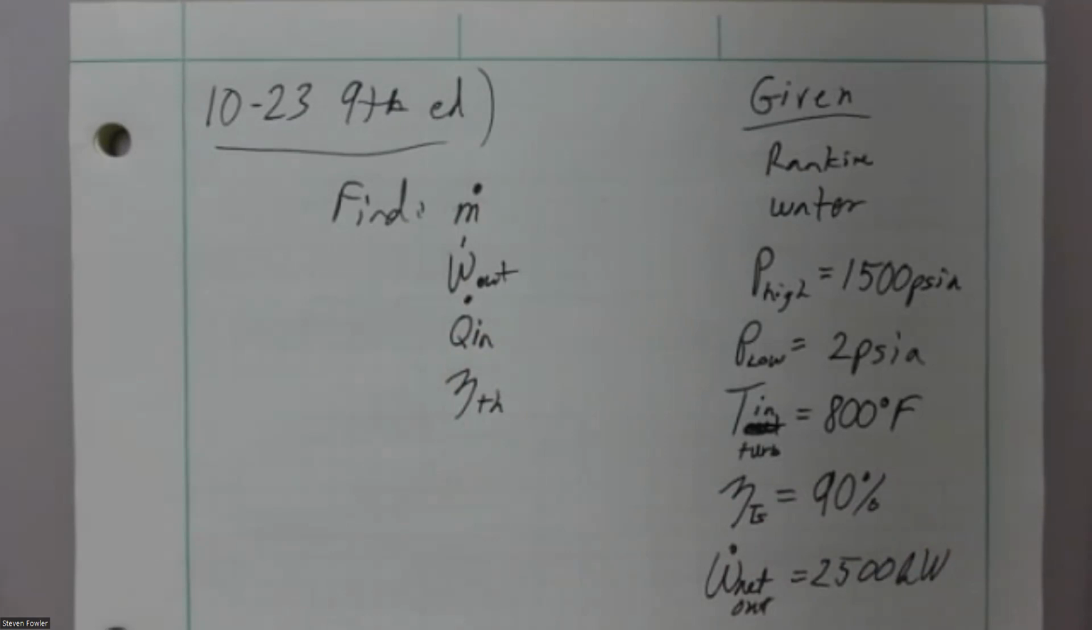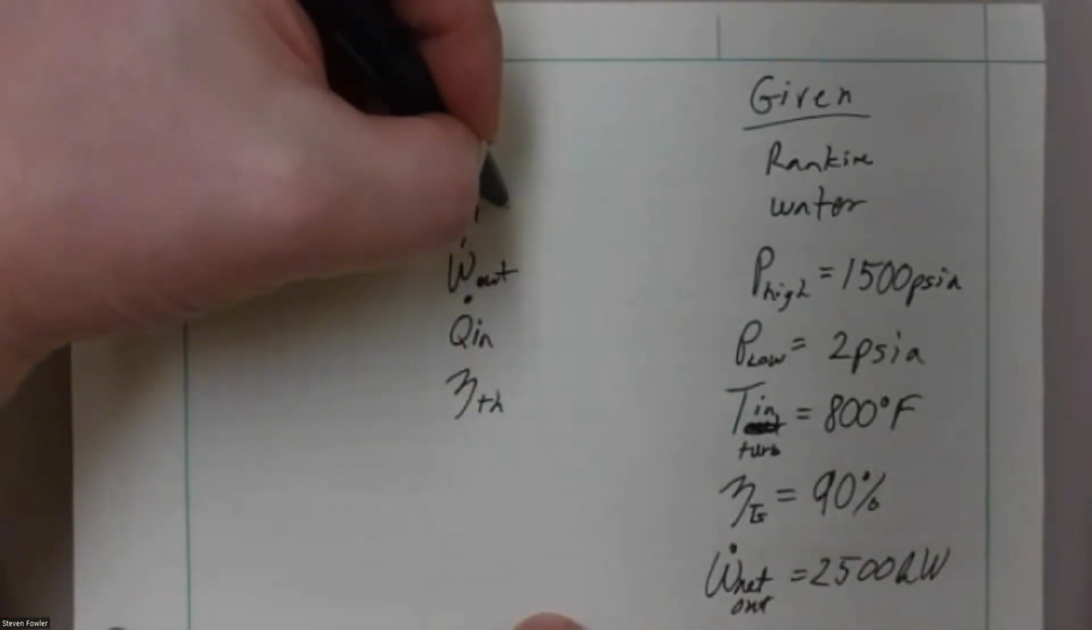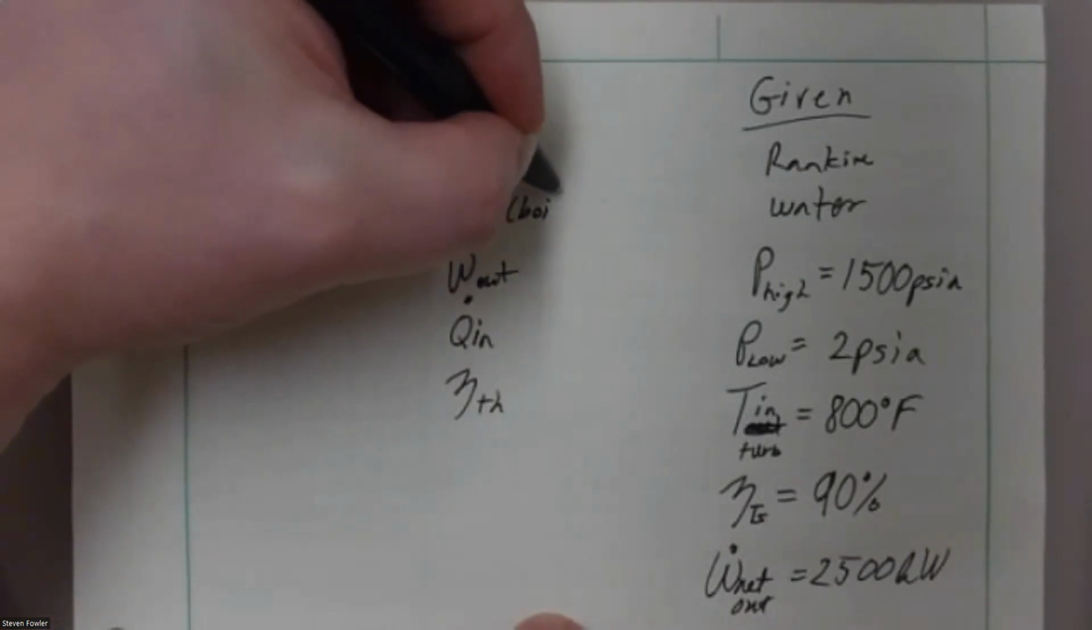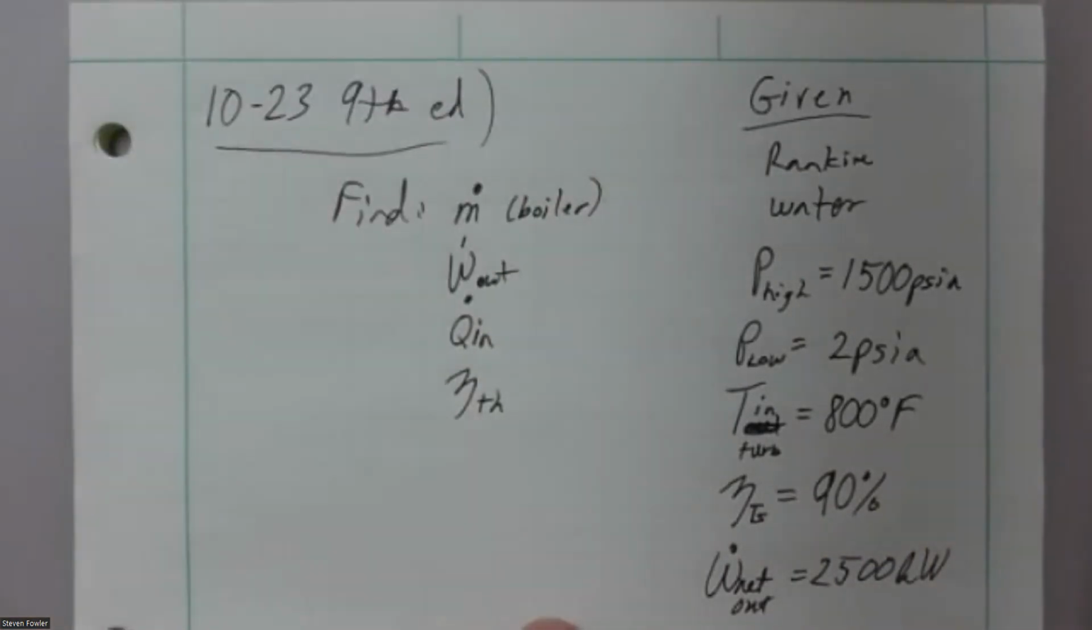Well, they did specify M dot in the boiler. So a common place to start would be, we'd say, all right, well, let's look at the boiler. And I would always say, where do we start? That's always good problem solving. What is it we're trying to find? What is it we're looking for?